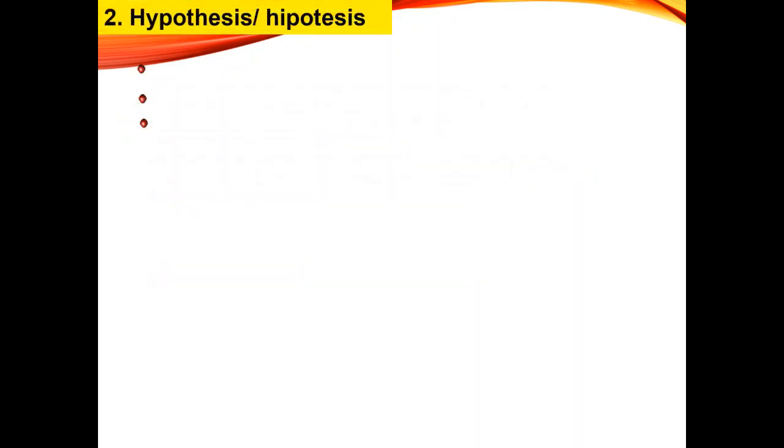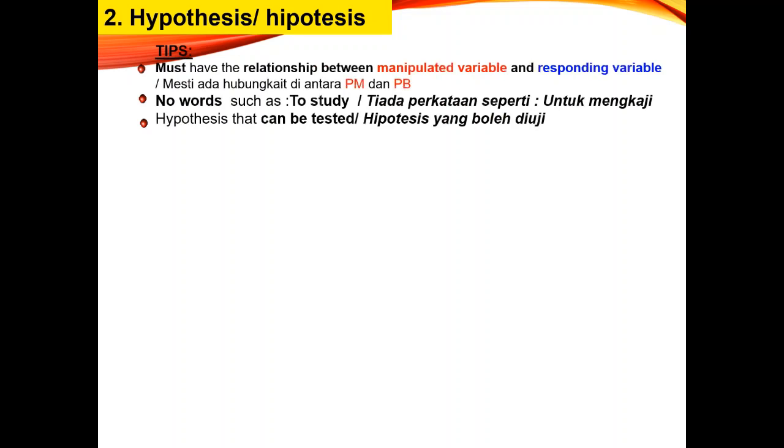The next science process skill that I'm going to discuss with you is how to write the hypothesis. When you write the hypothesis, you need to relate the manipulated variable and the responding variable. Mesti ada hubung kait di antara pemboleh ubah dimanipulasi dengan pemboleh ubah bergerak balas. And no words such as to study. Tiada perkataan seperti untuk mengkaji ya. If you write the words to study, this refers to the aim. And the hypothesis must be testable. So the hypothesis that you write must be one that you can test.